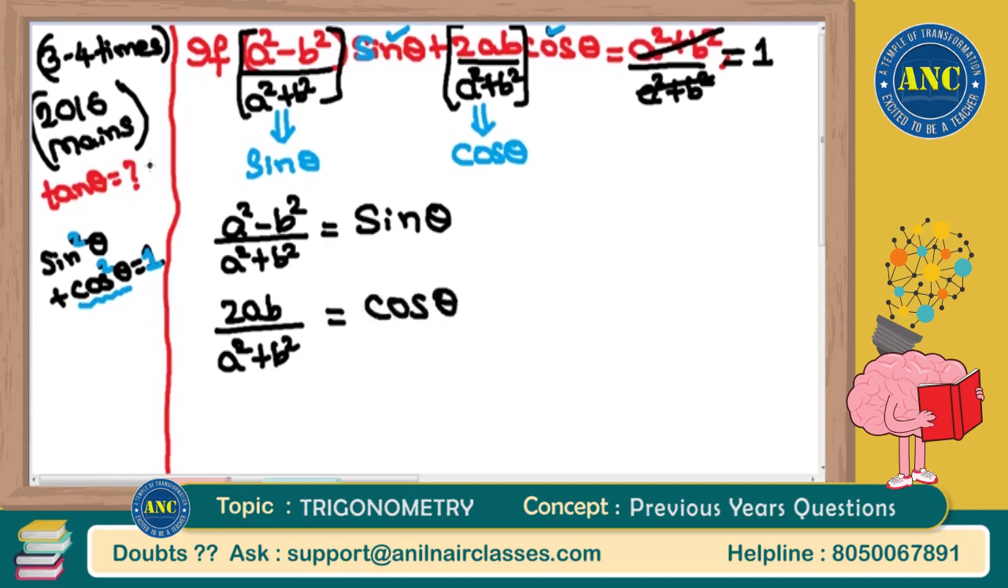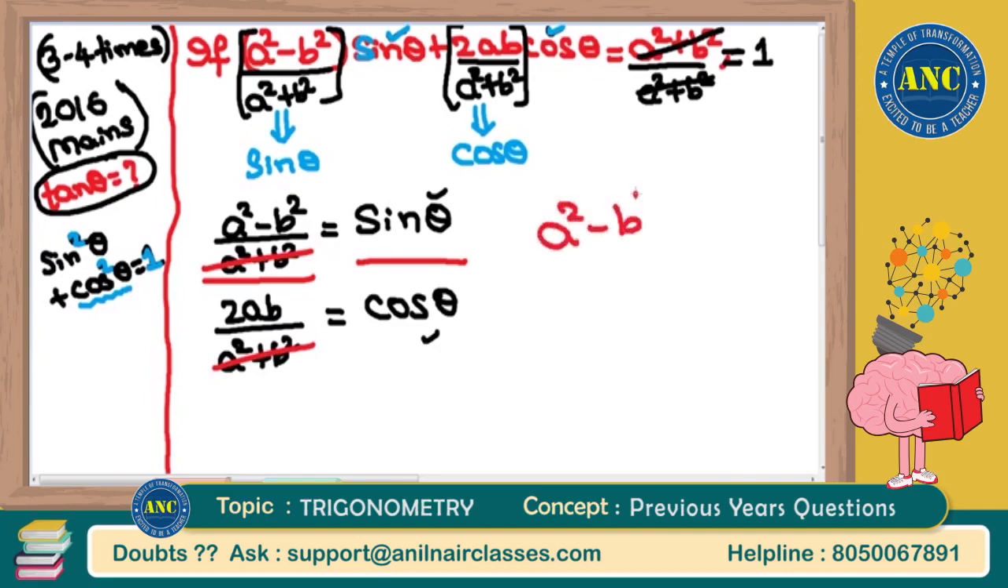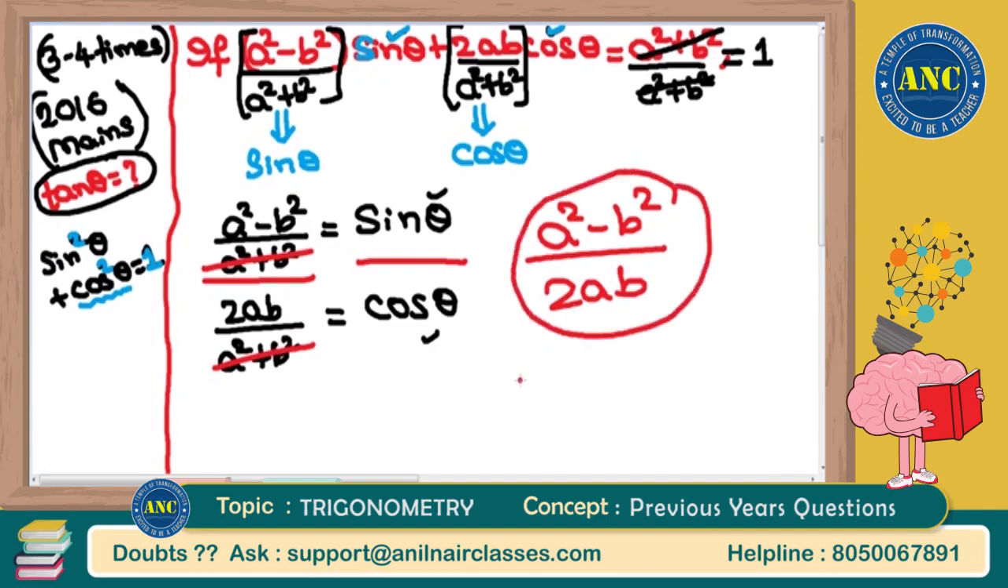What is required for me in the question? I require tan theta. I know sin theta, I know cos theta. How will I get tan theta? Divide one by the other. Your answer is over. Answer is a square minus b square divided by 2ab. Done.